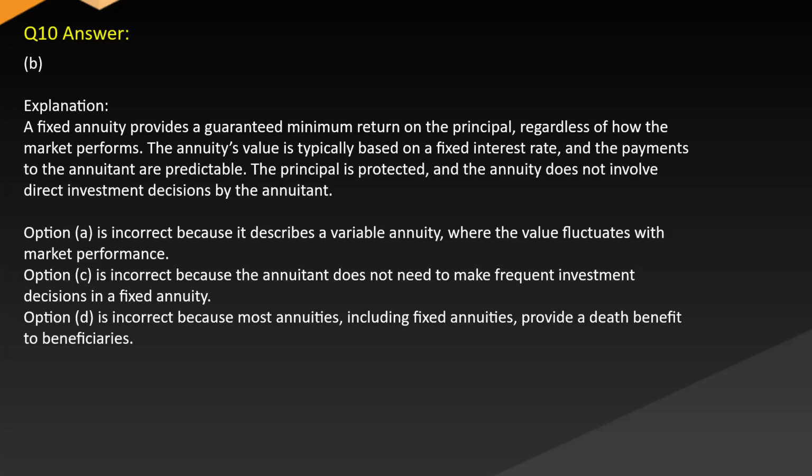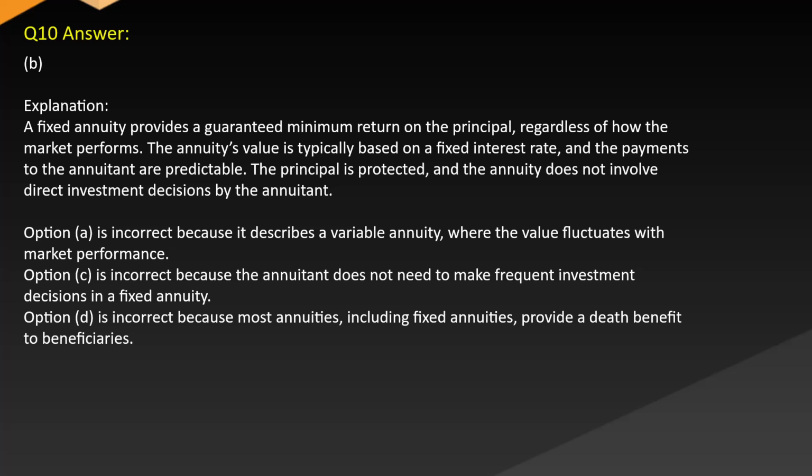Answer B. Explanation. A fixed annuity provides a guaranteed minimum return on the principal regardless of how the market performs. The annuity's value is typically based on a fixed interest rate, and the payments to the annuitant are predictable. The principal is protected and the annuity does not involve direct investment decisions by the annuitant.